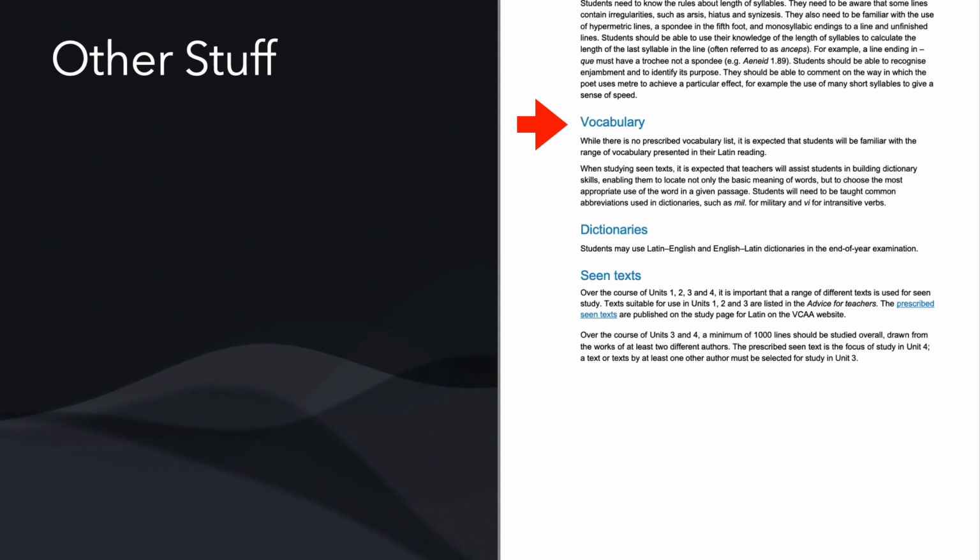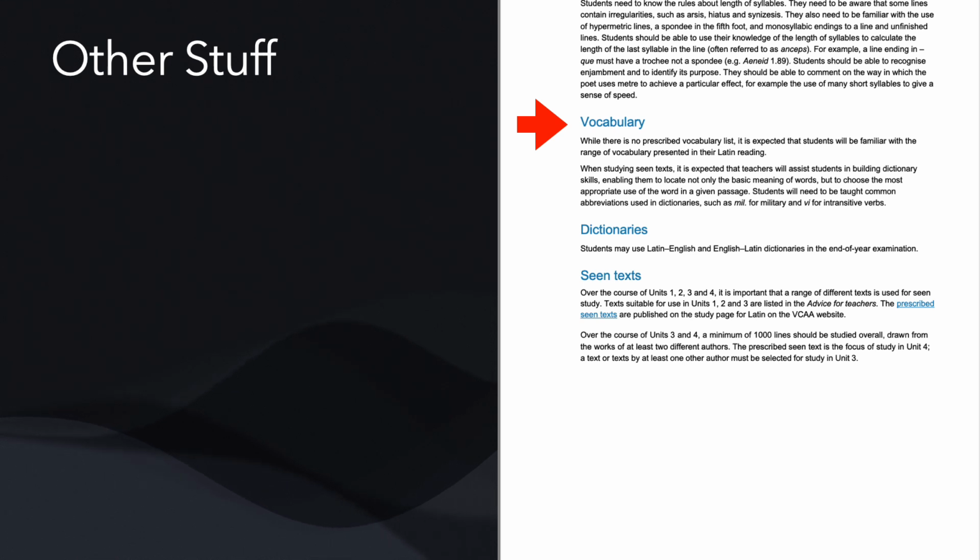Vocab gets a mention. Now, there's no set vocab list. And if you think, therefore, that means you don't have to know any vocab, then I guess in one sense you're right. But that means that you'd spend the whole of the final exam looking up words in the dictionary and not have time for anything else. So you'd pretty much stuff yourself. You need to have a fairly good working vocab.